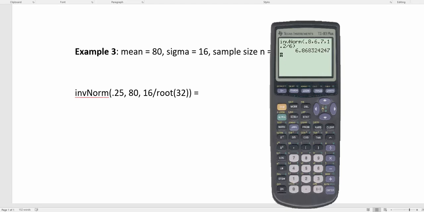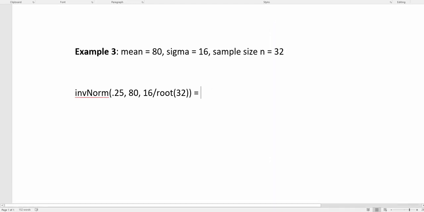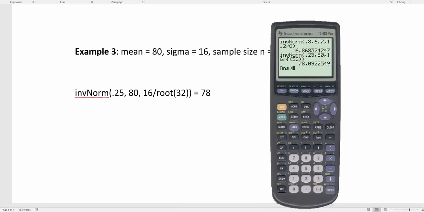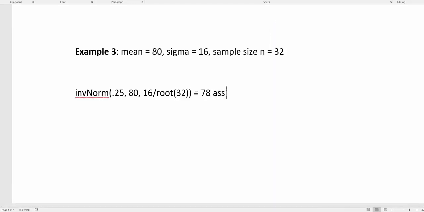Second variables, inverse normal, 0.25, 80 for the mean, and standard error is 16 divided by square root of 32. So that would be 78.09, right? We want to round it to the next number, so 78 assignments.